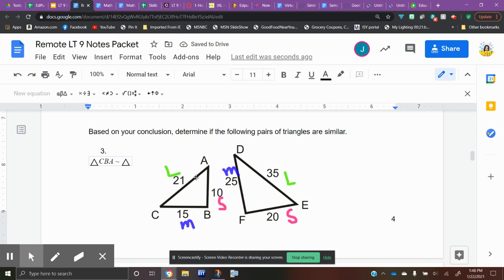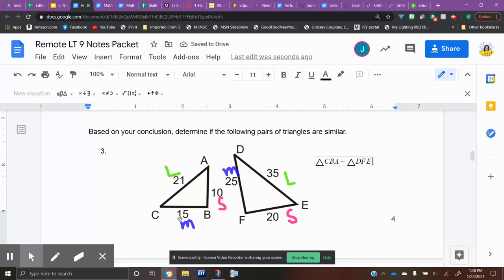Now, whatever order I decided to name my first triangle in, that's the same order I have to name my second triangle. So if I went CBA, this is how I usually do it: if I went from C to B to A, that was medium to small, and then large was my last side. So that means I go medium to small to large. So that would be DFE.